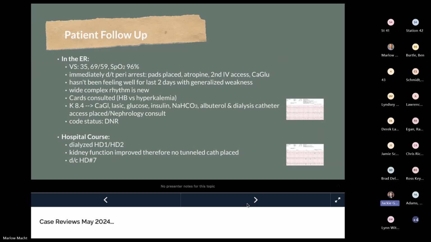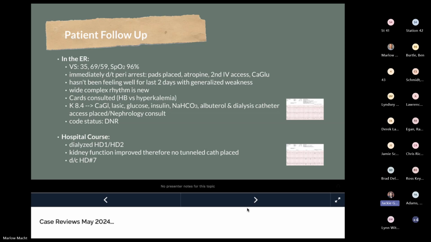Because the ER doc was uncertain if this was a heart block or hyperkalemia, she consulted cardiology immediately, and her labs started to return and noted that her potassium was 8.4. She was given multiple rounds of calcium gluconate because she appeared to be decompensating despite shifting. She received Lasix, glucose, insulin, bicarb, albuterol, and then ultimately, because she kept on going, what appeared to be refractory hyperkalemia, a dialysis catheter was placed.